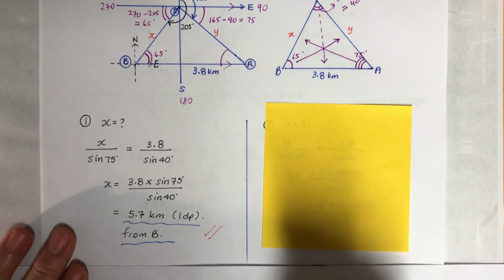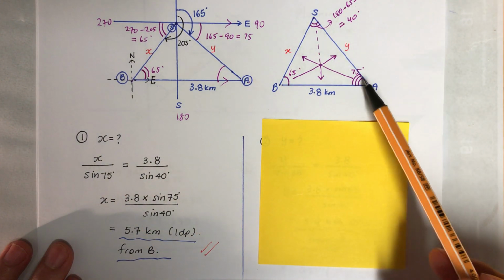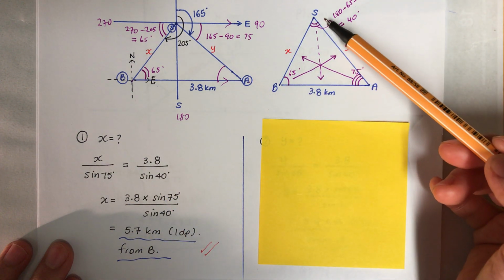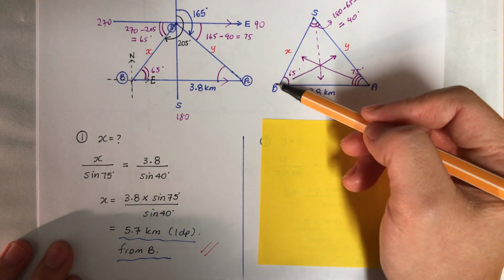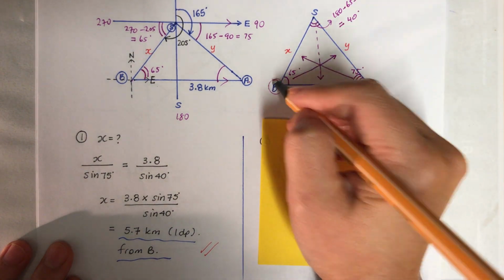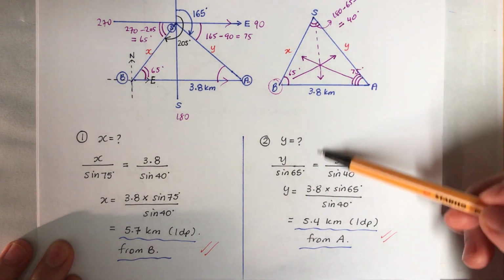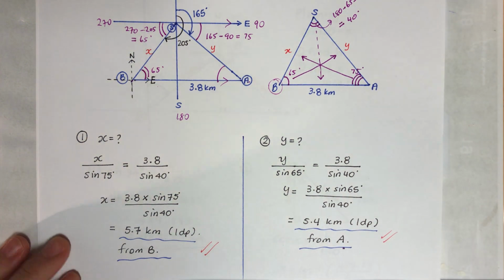So got that. Now I can do sine rule. So X over sine 75 equals 3.8 over sine 40, and I will get 5.7 kilometers from B because X is from B. And then the Y part is exactly the same, but make sure you mention from A. Okay, so that's not too bad.